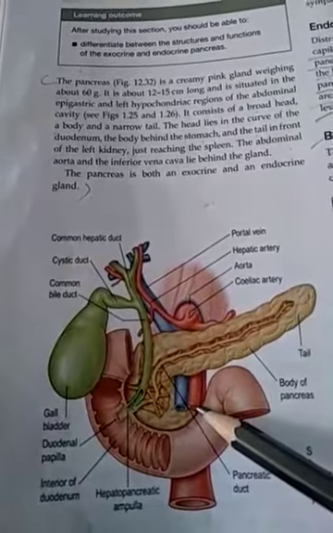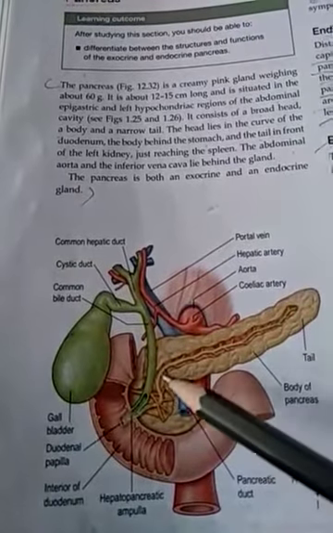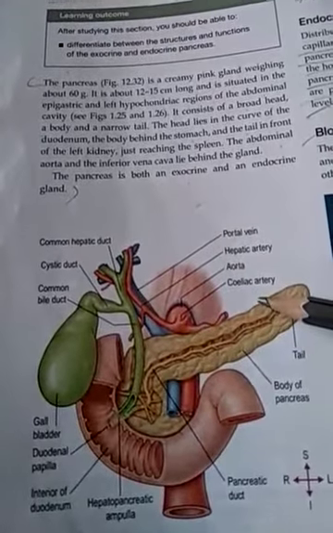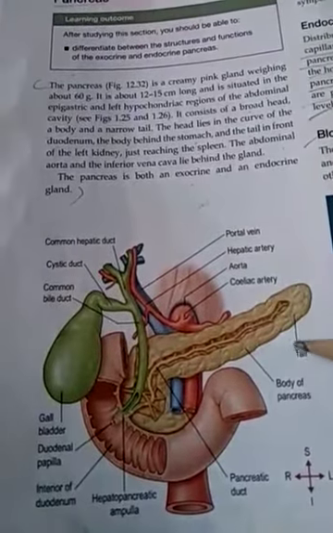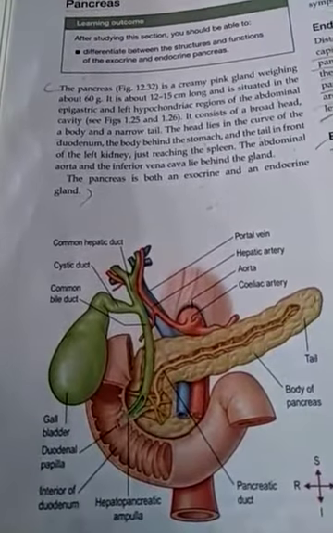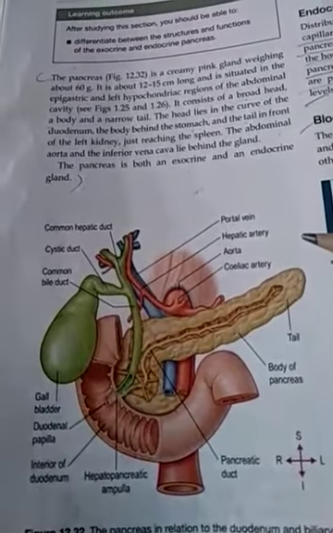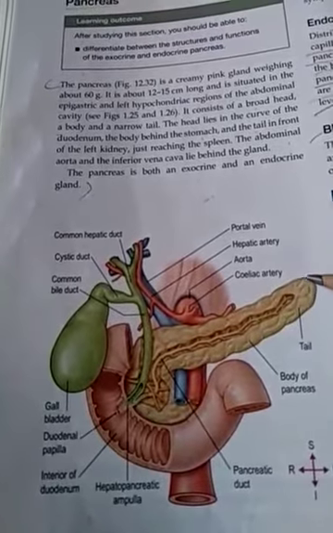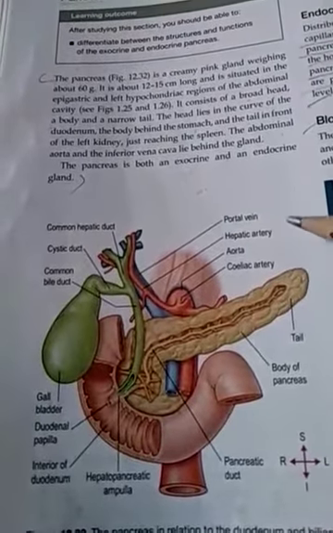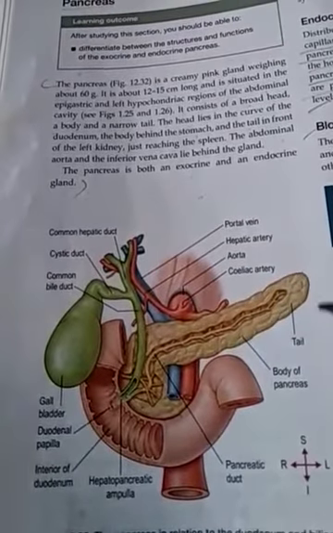The body is behind the stomach and the tail is in front of the left kidney. So here is the left kidney, and the tail is situated behind the left kidney. And above here, sidewise, there will be the spleen. The abdominal aorta and the inferior vena cava also lie behind this gland.